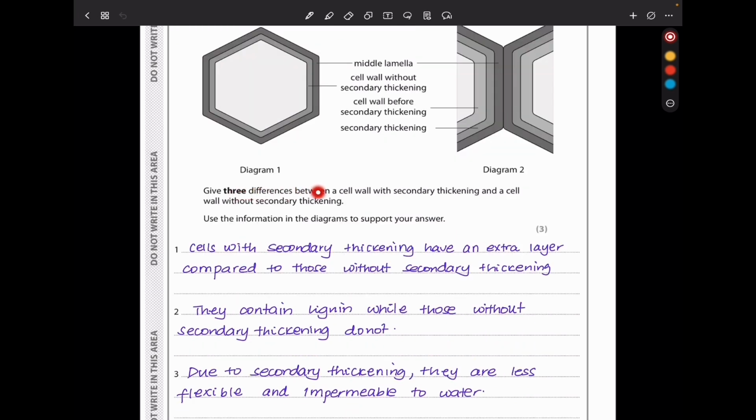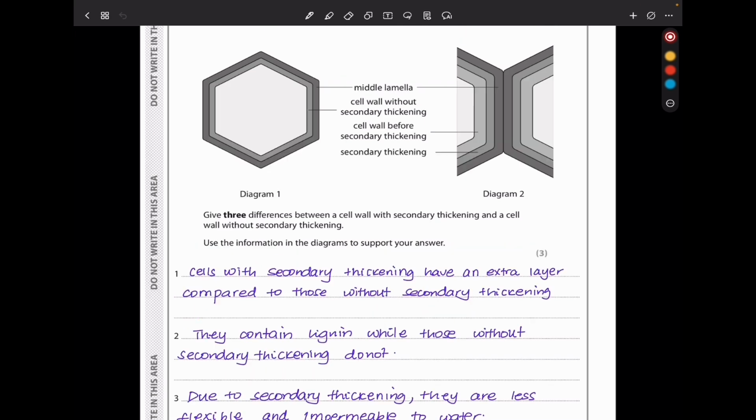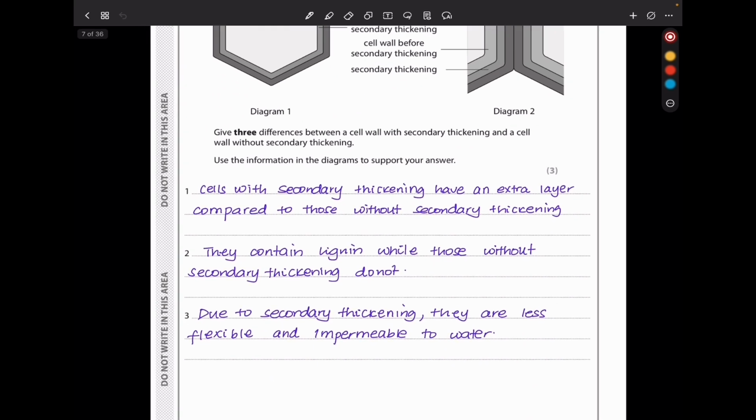So they say give 3 differences between a cell wall with secondary thickening and a cell wall without. They want you to use the information in the diagrams to support your answer. Both have the middle lamella, but here we have more layers in comparison to that. Where there is secondary thickening, there is going to be lignin added and there is going to be low flexibility.